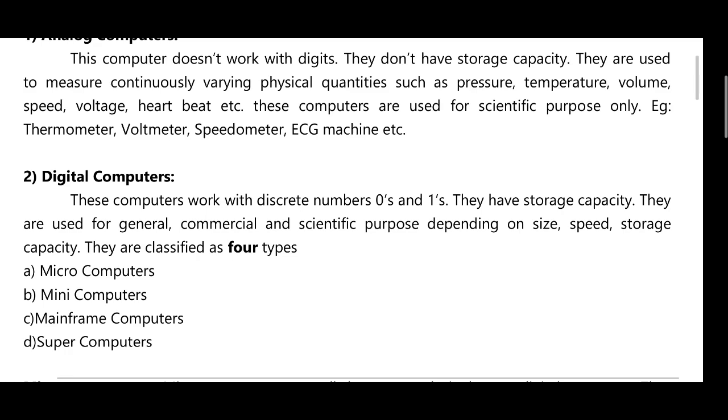The digital computers work with zeros and ones. They have storage capacity. They are used for general purpose, commercial and scientific, and depending on size, speed, and storage, they are classified into four.